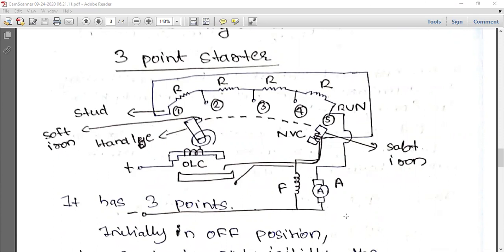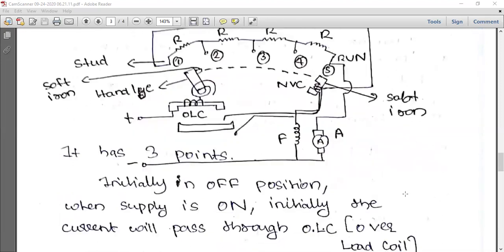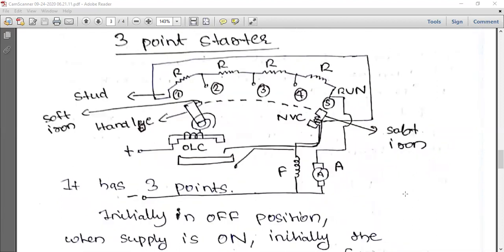This is the armature, this is the field winding, and this is the supply line voltage that is applied. The reason why it is called a 3-point starter is because of the 3 points.